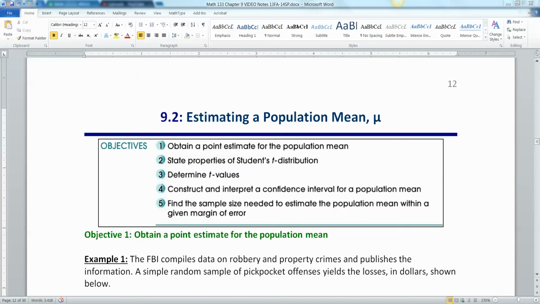Hello there, it's Lana Tucky, and I'm going to show you in this video how to use your calculator to both determine a point estimate for a population mean as well as construct a confidence interval for a population mean.